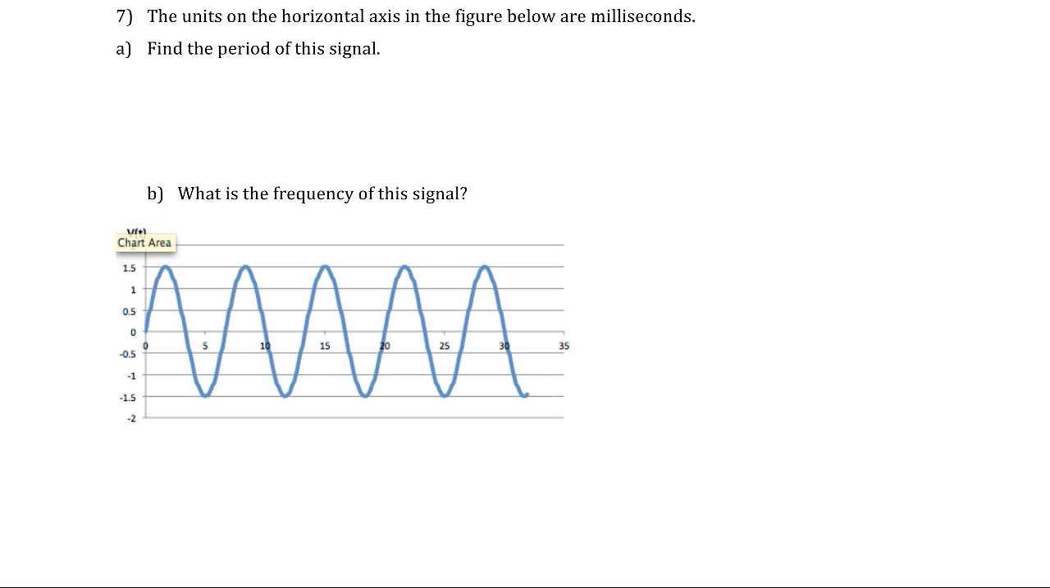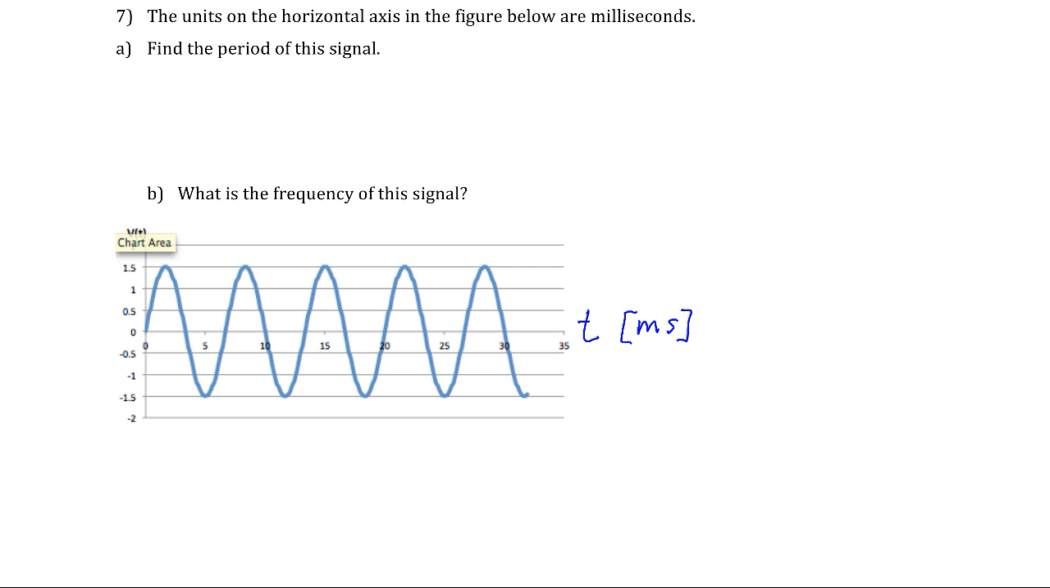Okay, here's another example problem where I'm showing you a graph of a sine wave, and I'm asking you to find the period and the frequency based on the labels on the time axis. And in the problem statement here, it says that the horizontal axis is given in milliseconds. So I'm going to go ahead and label that as time with units of milliseconds.